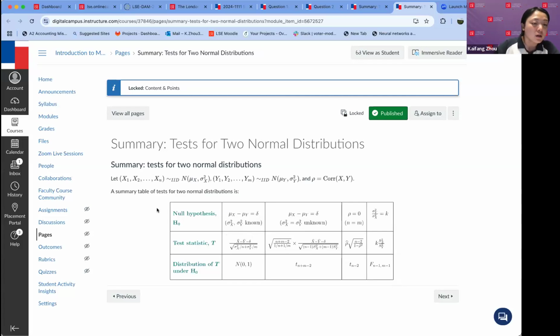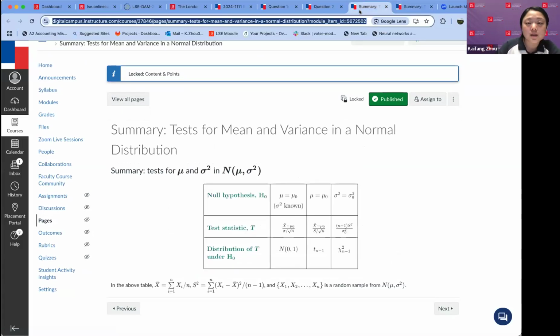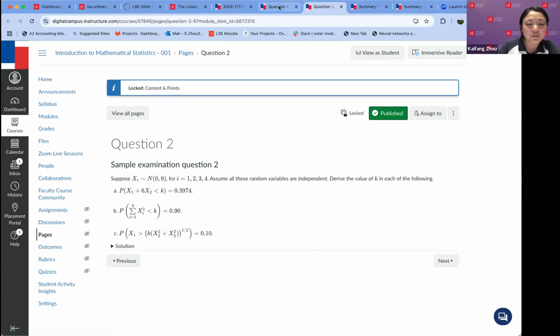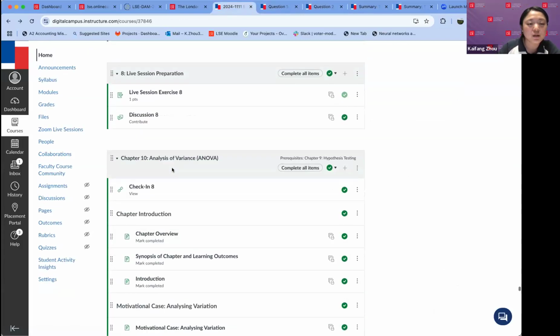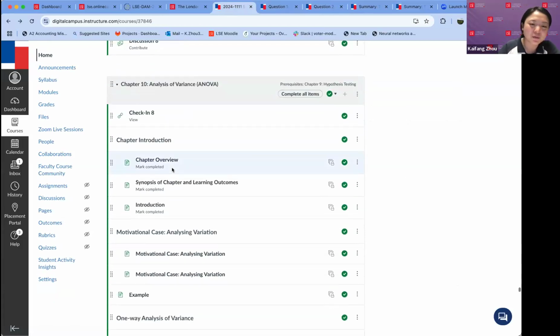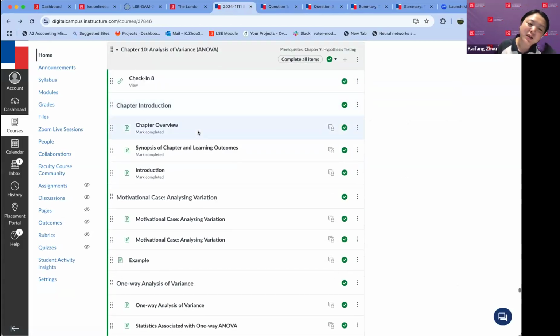Okay, so this is the hypothesis testing chapter. Now we're going to move on to the next one, ANOVA. Chapter 10, the ANOVA table. It's an easy chapter. We're going to give you formulas to construct the ANOVA table.